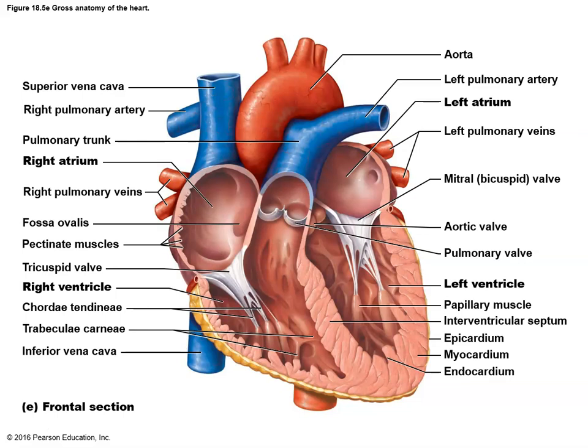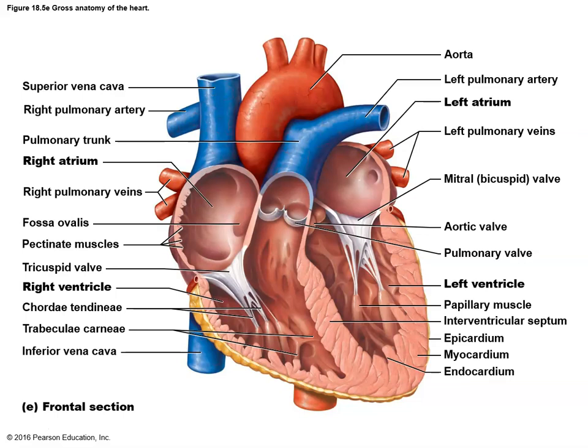So the difference between these two is, as their name suggests, tri means three, so it would have three flaps. Bi means two, so it would have two flaps. So it's a two-flap valve or a three-flap valve, and we'll see those flaps here in just a minute. So the blood is in the left ventricle.